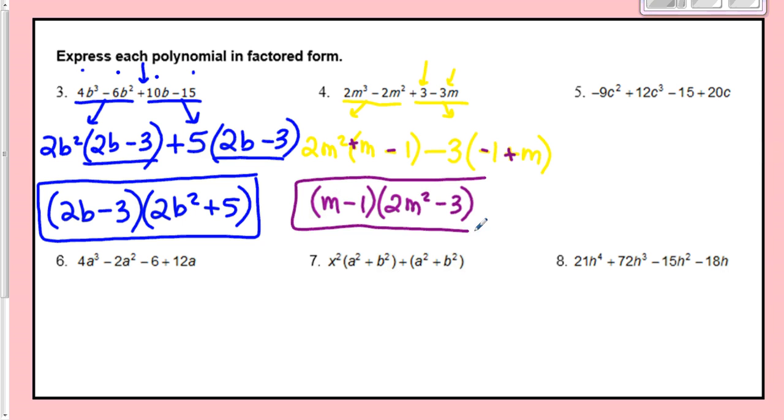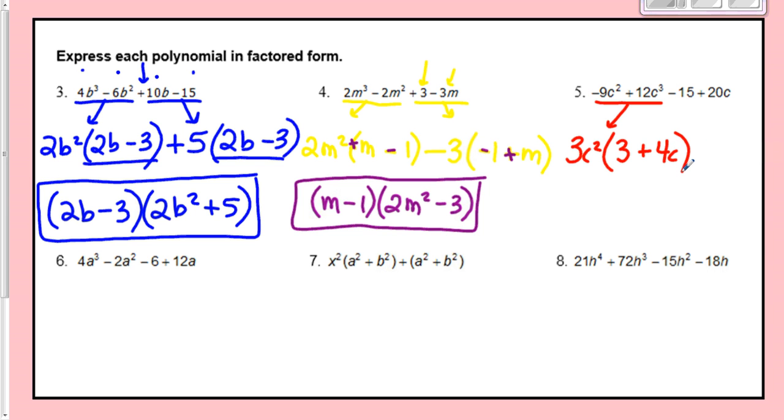Now, keep that in mind as we go through the rest of these because that's still going to keep coming up. Okay? We're doing number 5, and then I would suggest that we pause and take a break. But let's do 5 really fast. So on number 5, I look to see if all 4 have something in common, and again, they don't. So the first two, I can take out a 3c squared, and I'm left with 3 plus 4c.